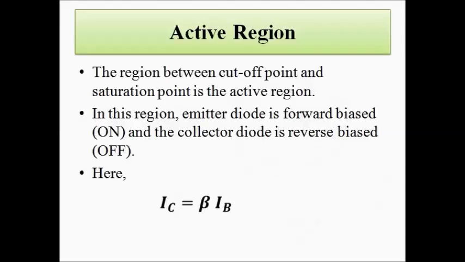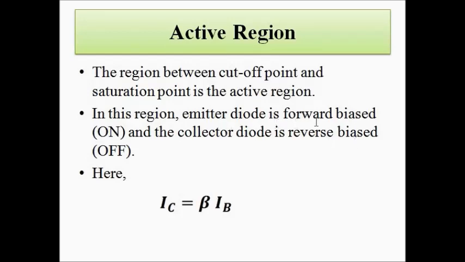Now, finally, the active region. I said previously that the active region is the region between the cutoff point and the saturation point. All the space which is occupied between the cutoff point and the saturation point is the active region. Now in the active region, the emitter base PN junction diode is forward biased, and the collector base PN junction diode is reverse biased.